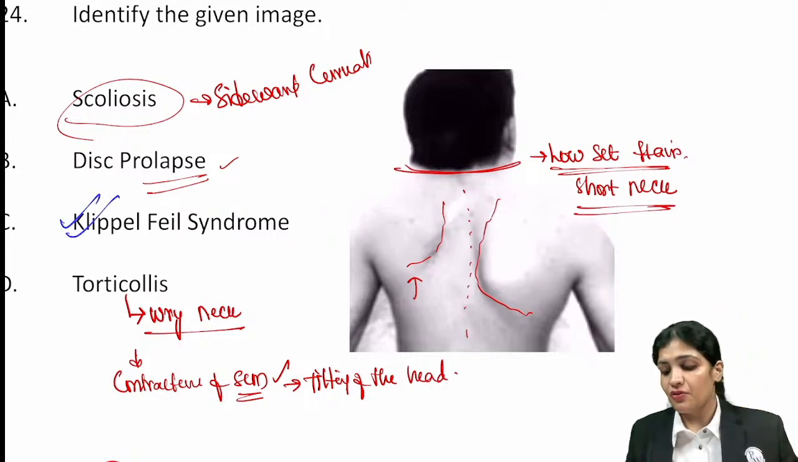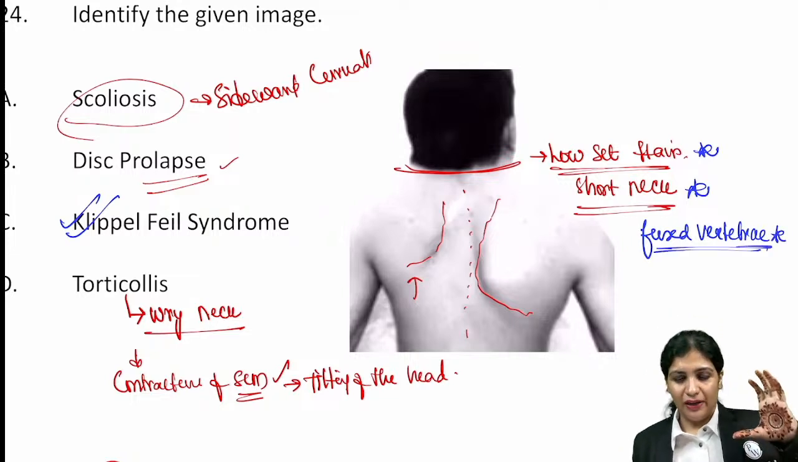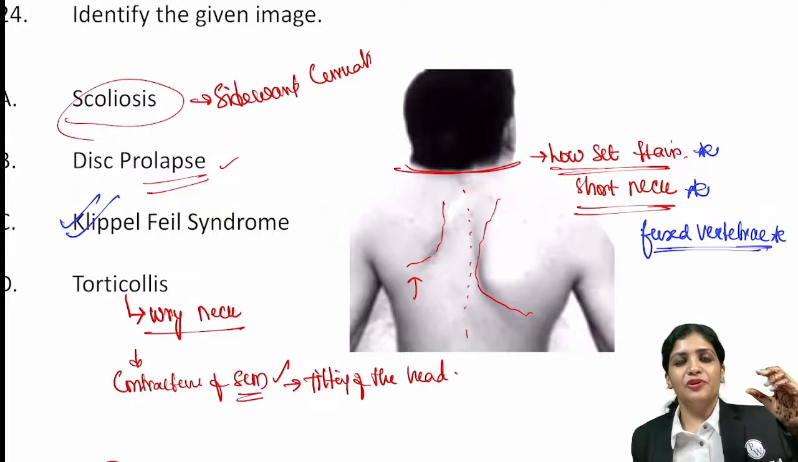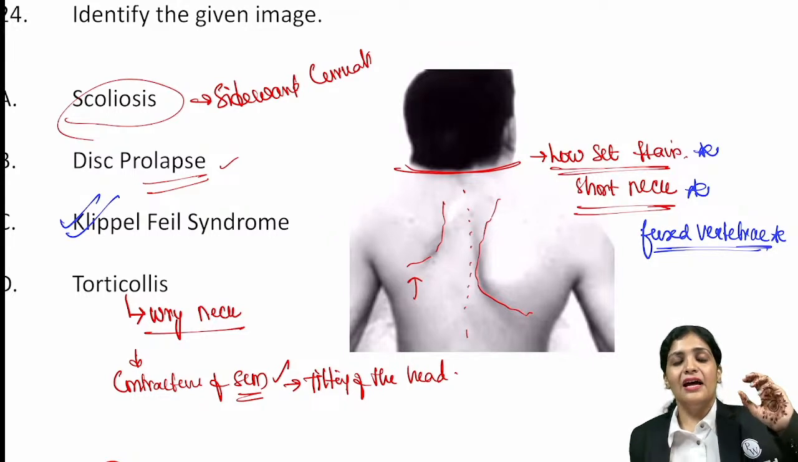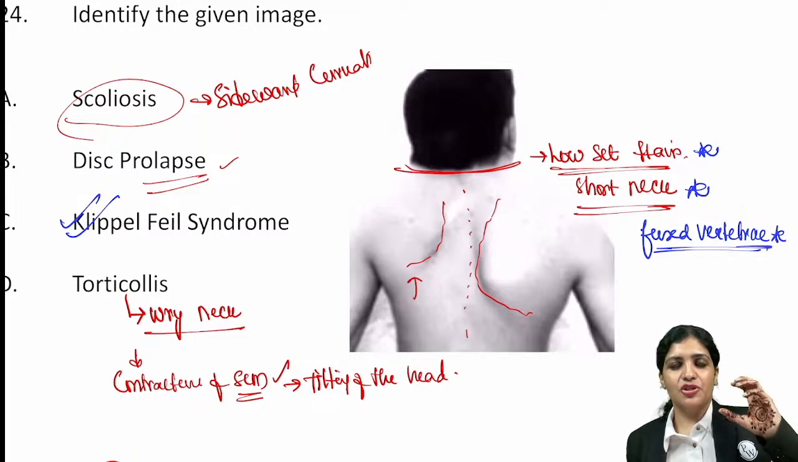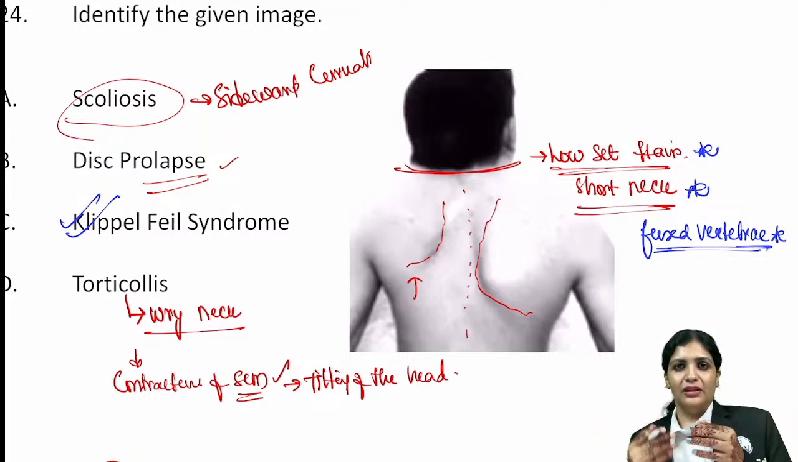So Klippel-Feil syndrome, you have low set hair, you have short neck, and you have fused vertebrae. So these are the congenital anomalies around the cervical vertebrae. So whenever there is a fusion of the cervical vertebrae, there is a division failure. There is a failure in the division of the cervical vertebrae, and two vertebrae get fused, and now they present with the low set hair.